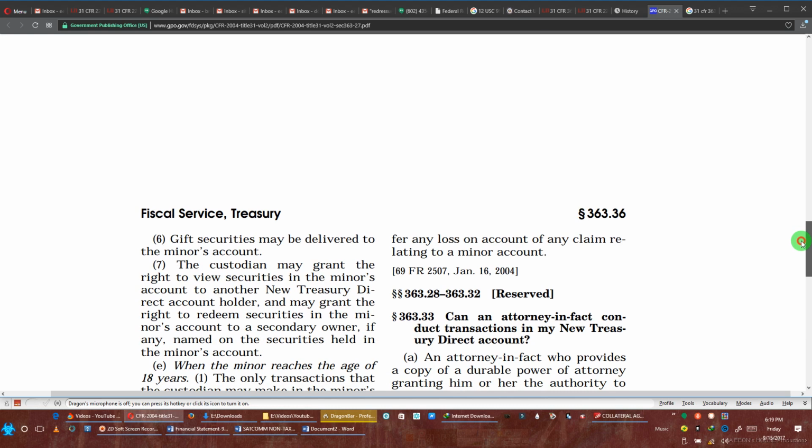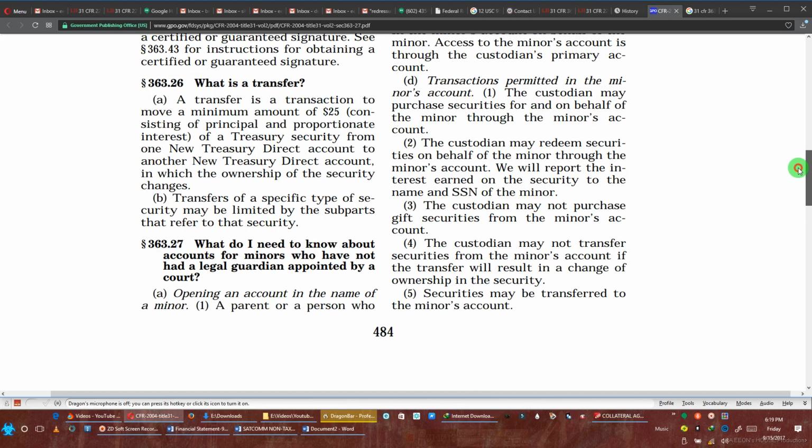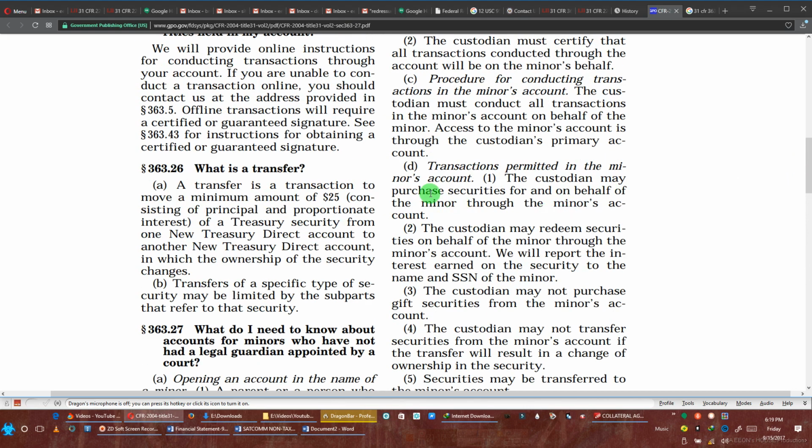So it can't be 7E, this is section E. Oh, I'm looking for D. Duh, there's D, sorry. So it's under C, D, E. 363.27 C, D, E. This tells you exactly what the procedures are. They can't argue with you on these procedures. All you need to do is call them and ask what is the procedure.